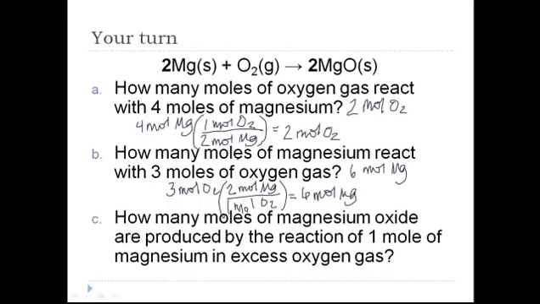How many moles of magnesium oxide are produced by the reaction of 1 mole of magnesium in excess oxygen? So again, we don't need to worry about this in excess oxygen gas. It just means we're going to run out of magnesium first. So if we have 1 mole of magnesium, that's half as many as the coefficient. And we're looking down here at magnesium oxide, so we need half as many, so divided by 2, and that gives you 1 mole. So our answer down here, 1 mole of magnesium oxide.